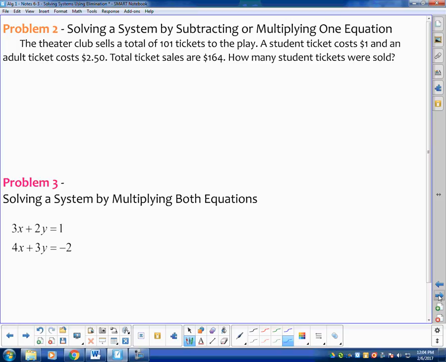Okay. So the student tickets and adult tickets together, if I let S equal student tickets and A adult tickets, they add up to 101. So we call that equation the total equation, the one that says how many total tickets we sold.